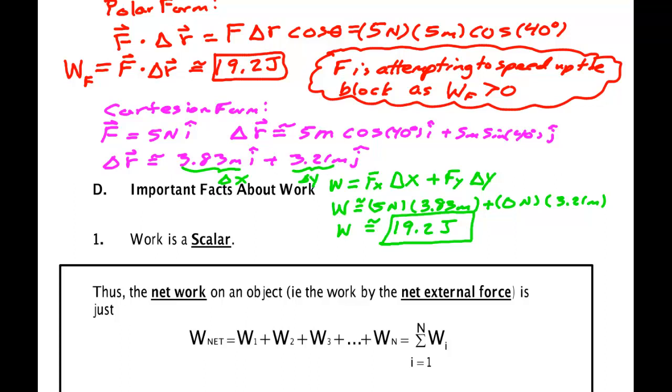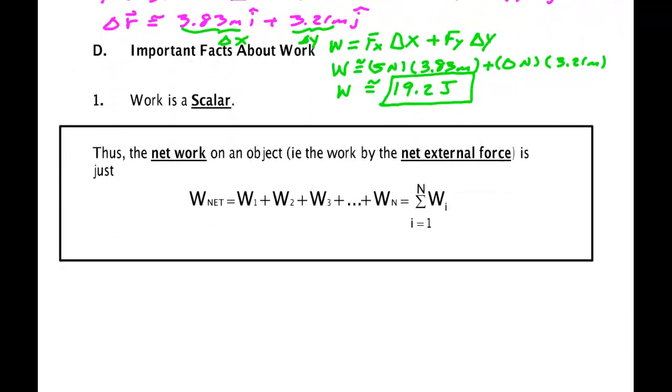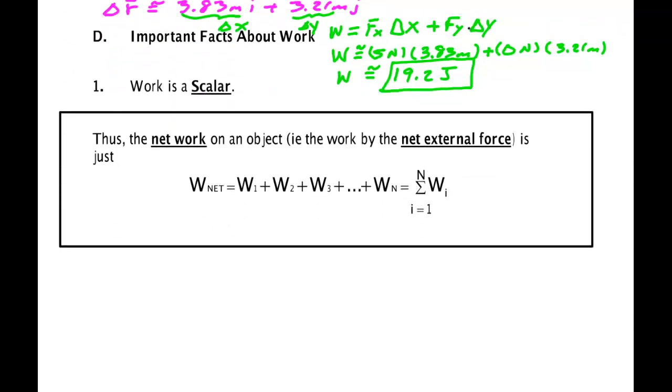Some other important things about work. Work is a scalar. As you saw here, I'm adding numbers. I'm not adding vectors anymore. And that means that if you have many forces in a problem, as you usually do, you may want to compute the net work. It's this that's going to determine whether the object actually speeds up or slows down.